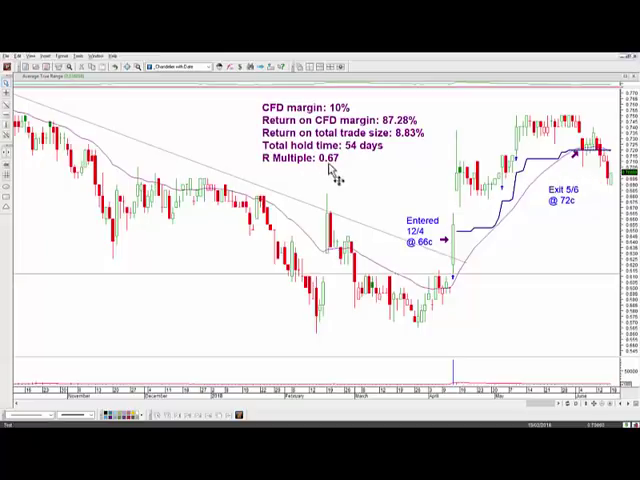So that one was a 0.67 R multiple win. So this one is just a small win, the other one was a small loss. And held that for 54 days. It was an 8.83% on the total trade size if it was a share trade, and 87.28% on the CFD margin.